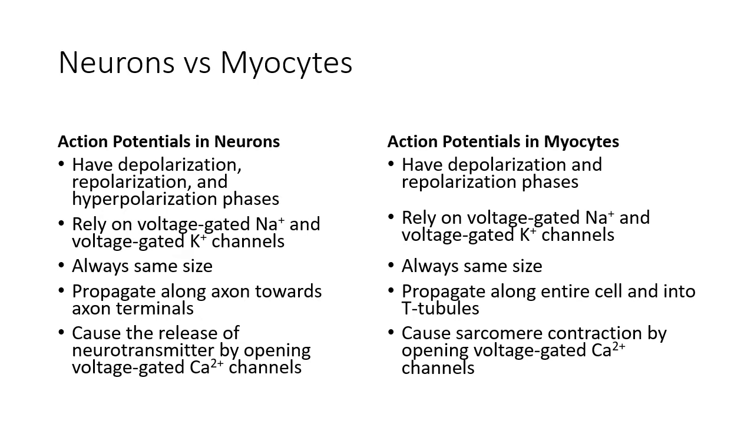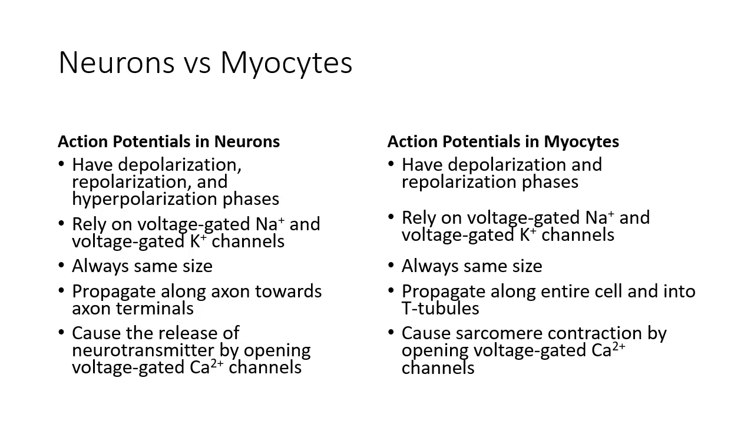Since they're action potentials, they are always the same size, they always have the same characteristics. In neurons, they're going to propagate along the axon down to the axon terminals. In myocytes, they'll propagate along the entire sarcolemma in all directions and down into the T-tubules. And in both cases, once they get to where they're going, they cause the release of calcium.